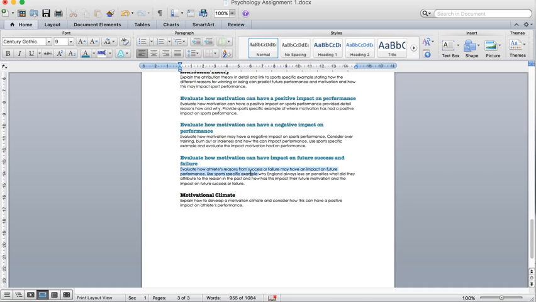So evaluate how an athlete's reasons for success and failure, which links to the attribution theory, can have an impact on future performance. For example, why England always losing penalties. Okay, so often they'll attribute it to a reason why they lost on penalties. Does that have a positive impact on their future performances? Yes or no? Well, it's quite clear that no, it doesn't, because they always seem to fail in that situation. So what do they attribute their reasons why they lose, and how does that impact future performances?